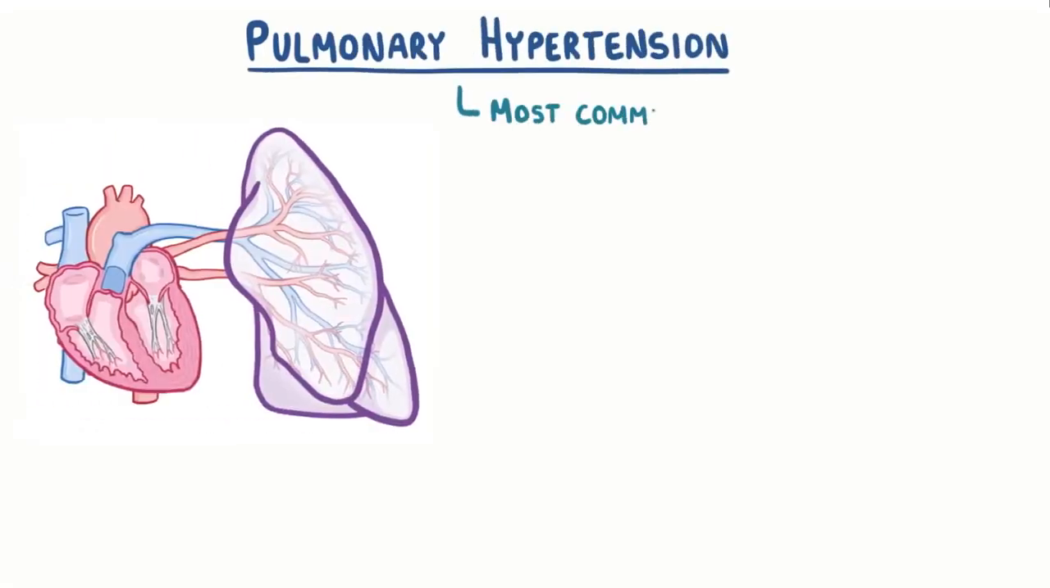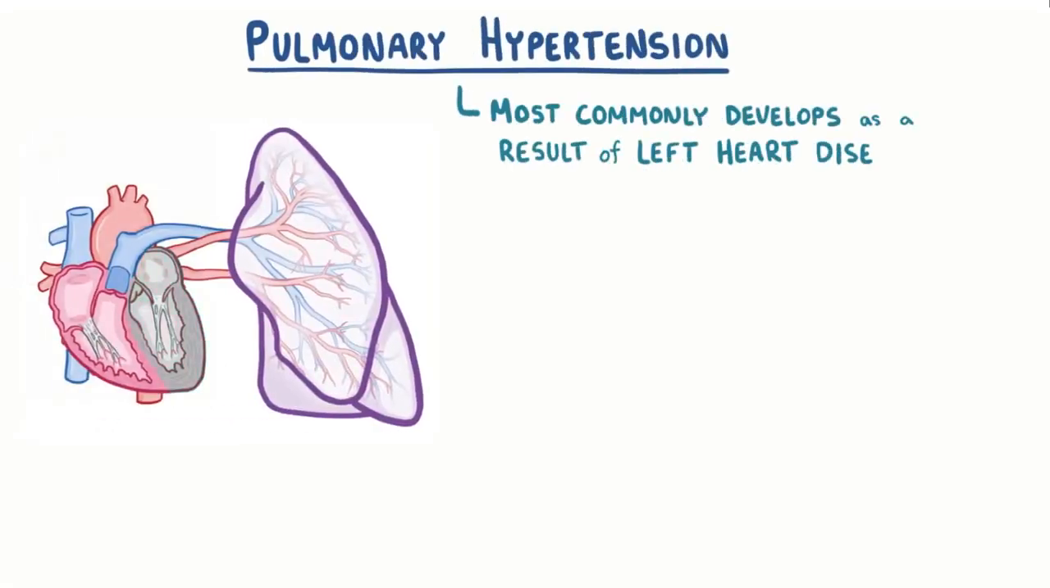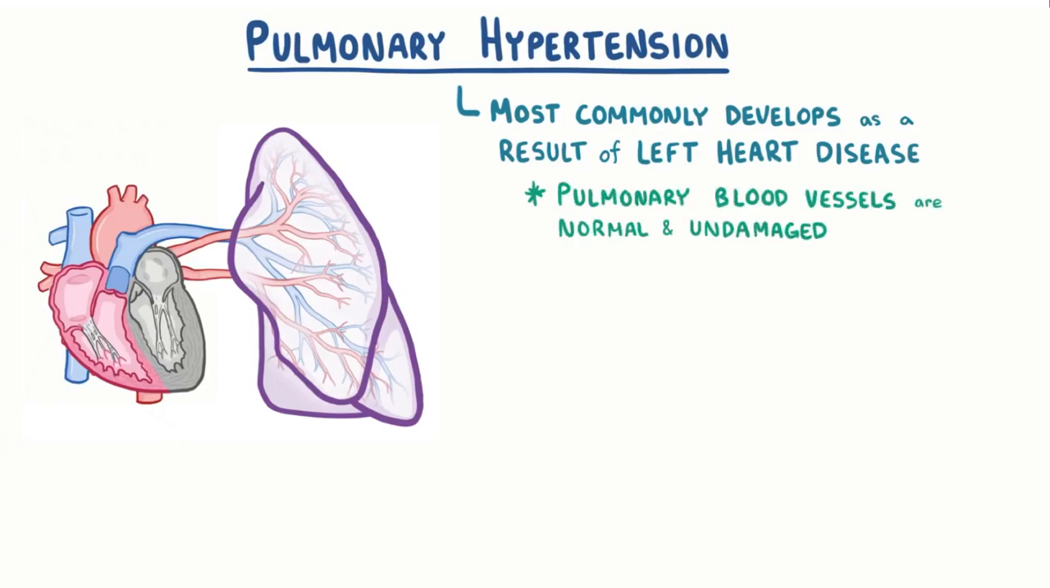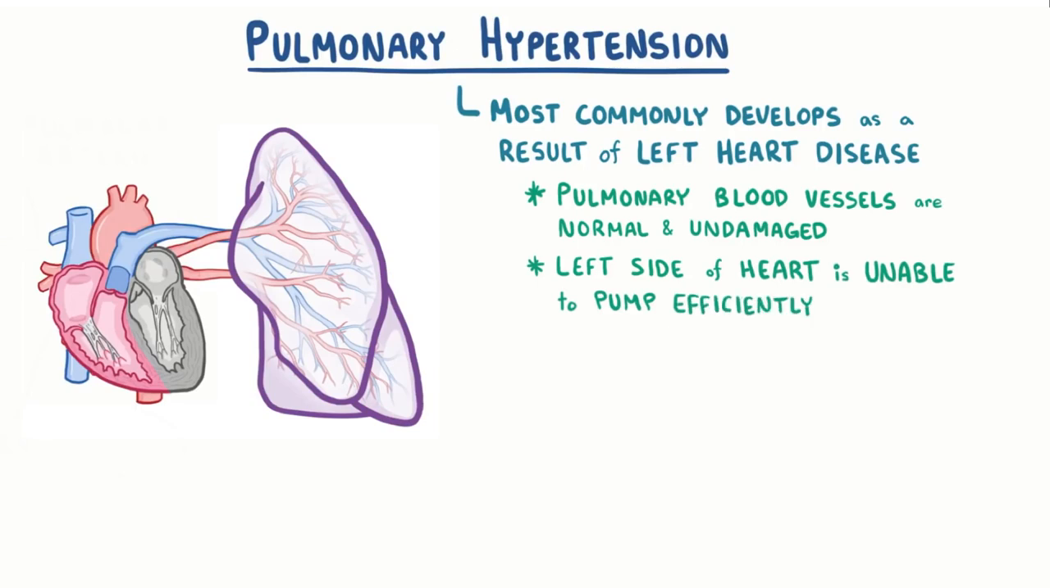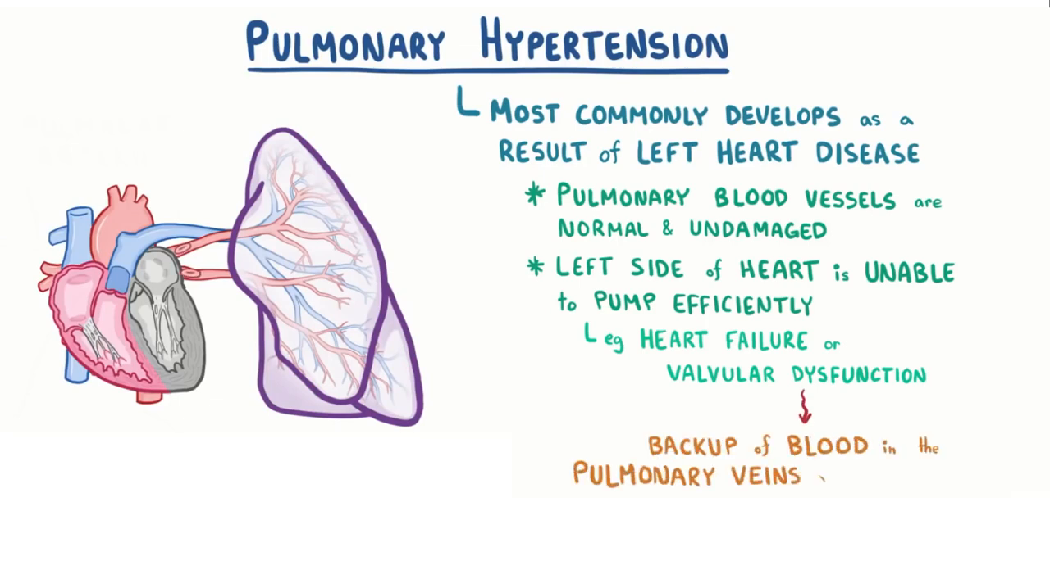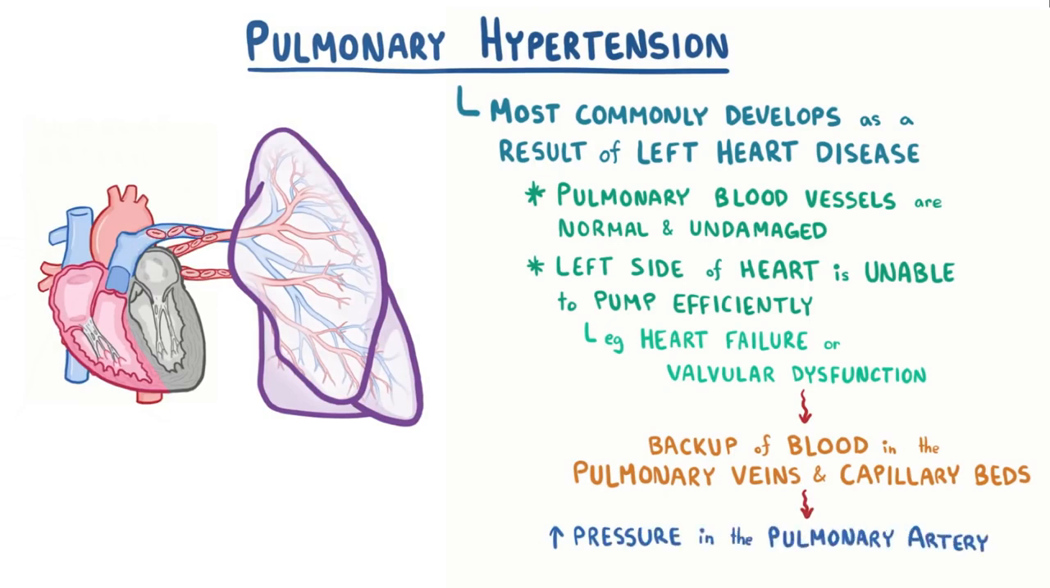Pulmonary hypertension most commonly develops as a result of left heart disease. Here, the pulmonary blood vessels are normal and undamaged, but the left side of the heart's unable to pump efficiently, for example, because of heart failure or valvular dysfunction. This causes a backup of blood in the pulmonary veins and capillary beds, which can increase the pressure in the pulmonary artery.